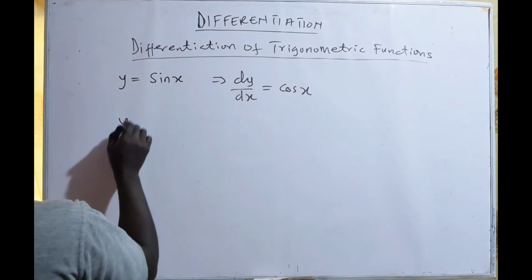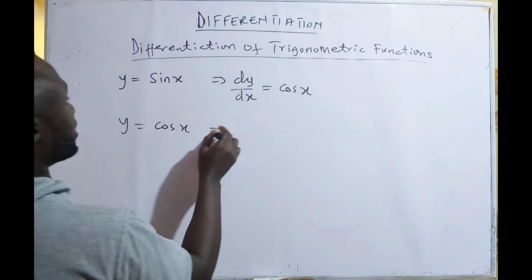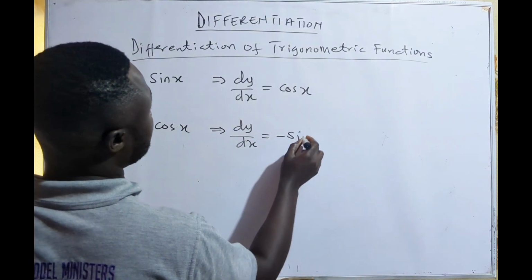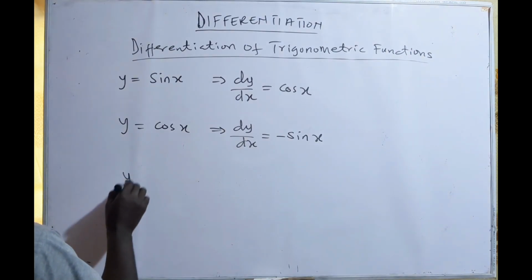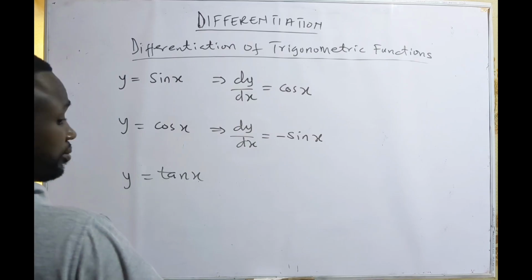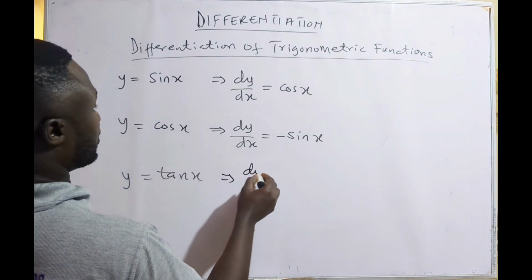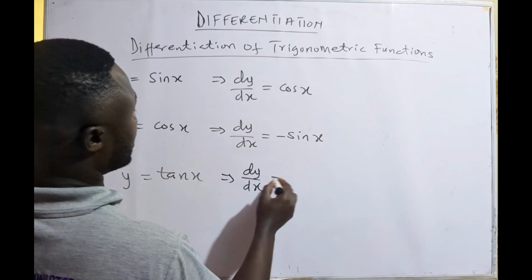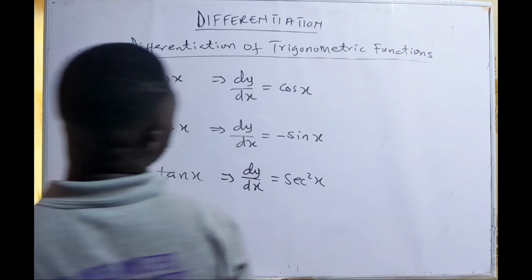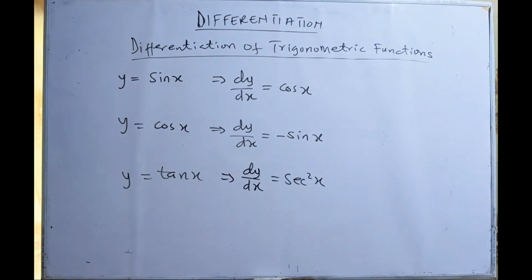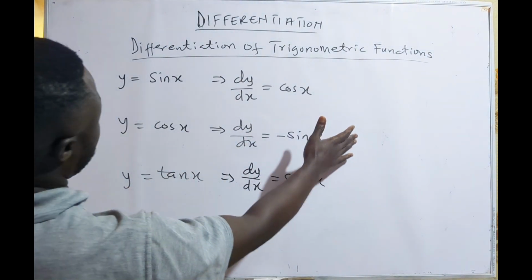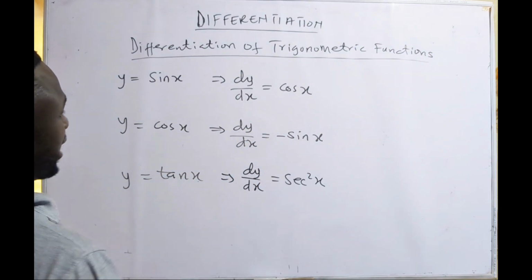And then y is equal to cos x. The differentiation of cos x is minus sine x. And if it is tan x, the differentiation of tan x is sec square x. So I want you to take note of this. Sine x, the differentiation is cos x. Cos x is minus sine x, and tan x is sec square x.